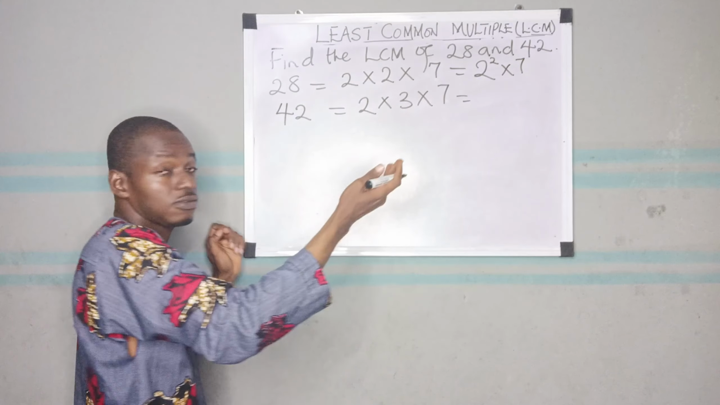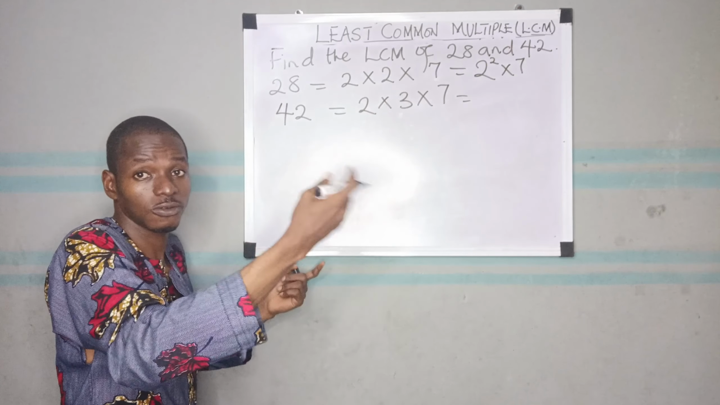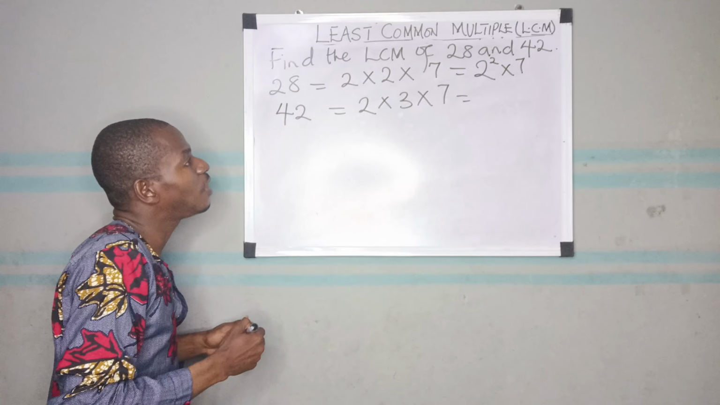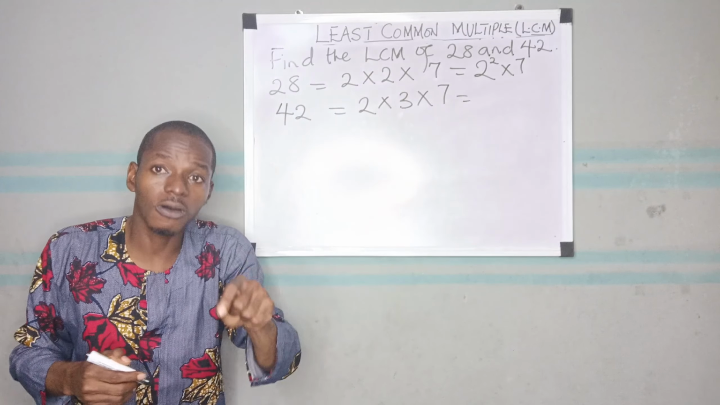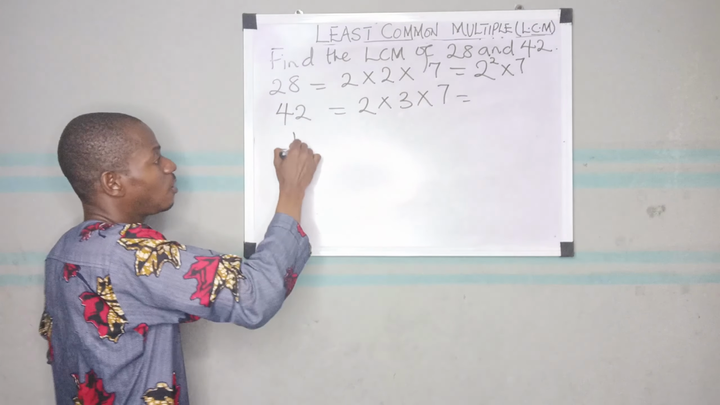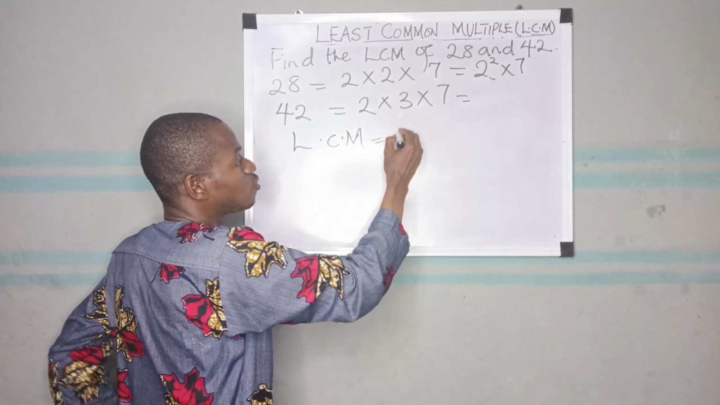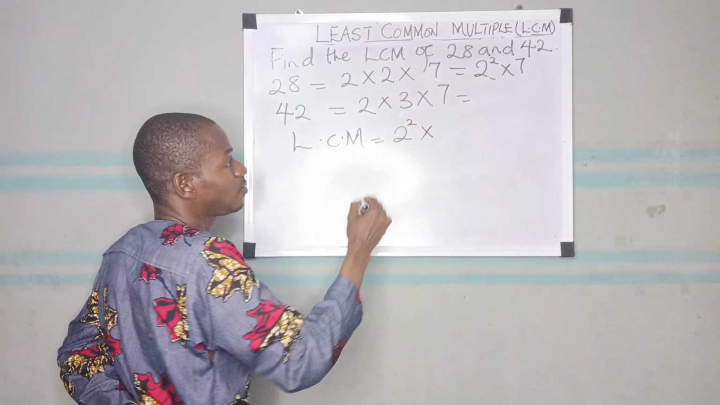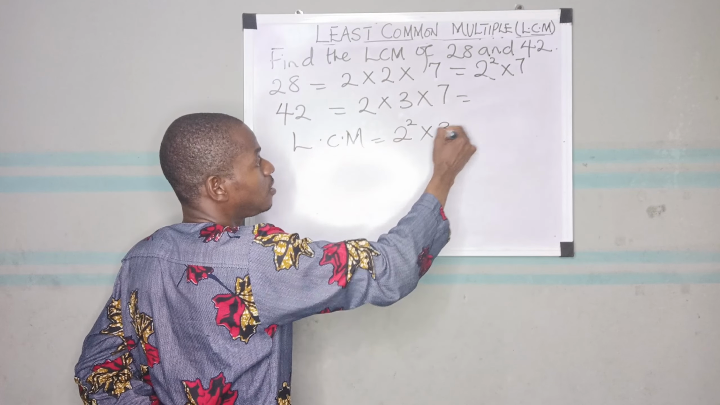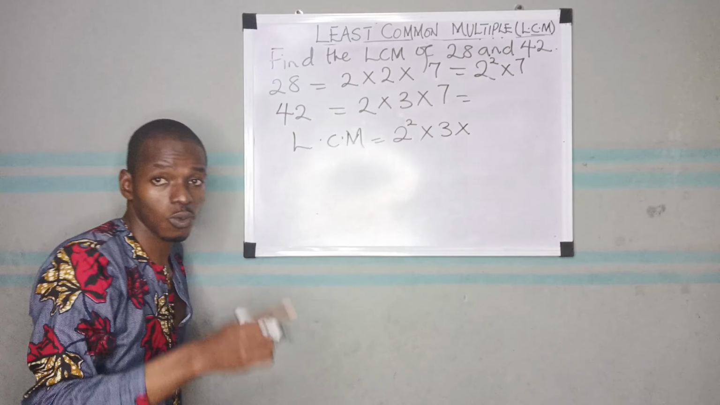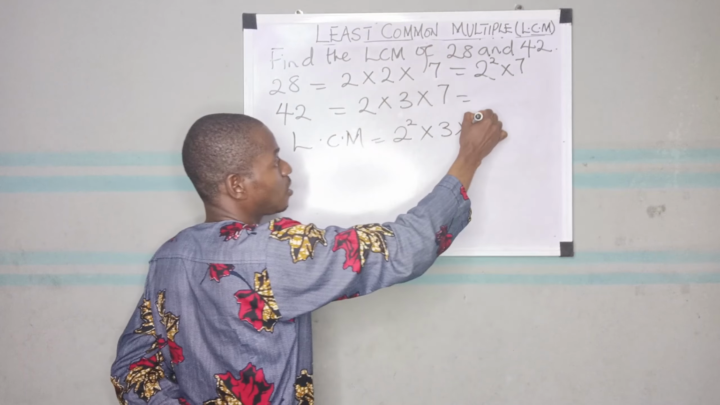Here, the 2 appears only once, the 3 appears only once, and the 7, so no need. Now, you have 2 here, you have 2 here. Which one has the biggest power? For the LCM, you select the one that has the biggest power. This is 2 raised to power 2, so I pick it out, times 3, since there's no 3 here, so I pick out 3. The 7s each have just one, raised to power 1, so I just pick out 1.